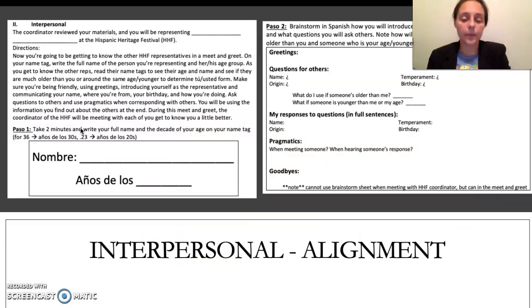Okay, so now we're in the interpersonal task. For this task, the coordinator reviewed, they get their representative, and they are going to fill out this name tag that has their name and how old they are. Then they are going to be told to brainstorm a list of questions that they think they'll be asked by the coordinator, some greetings, and they'll use this as a brainstorming page. They won't be able to use this when they interview with me, the coordinator, for their interpersonal task, but they will be able to use this when walking around the classroom as they do their interpersonal activity with their classmates.